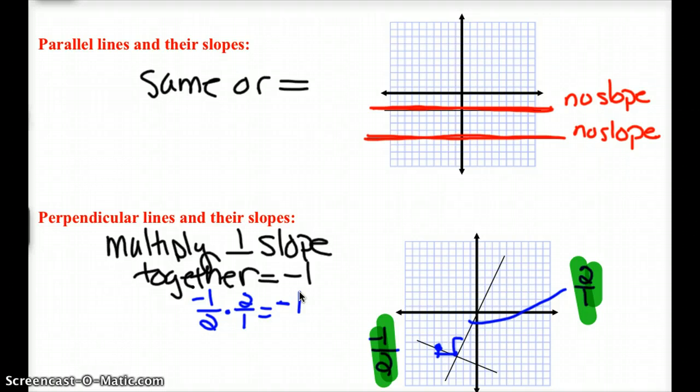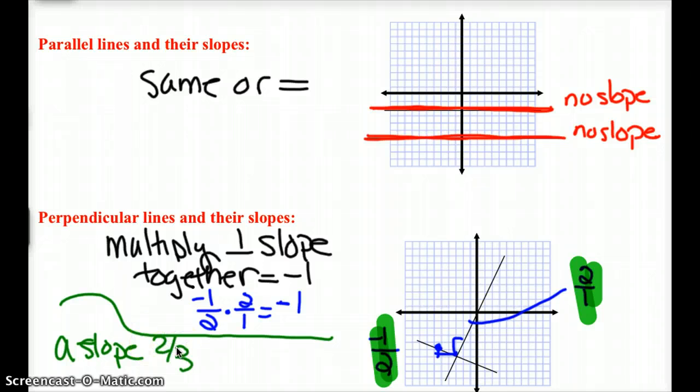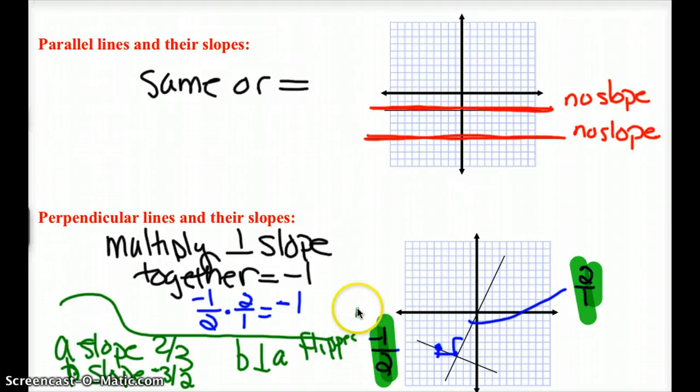Now, if I'm giving you a slope, let's say I say A's slope is 2/3, and I want B to be perpendicular to A. So then B's slope, the rule is flip and change the sign. Negative 3 over 2. And if I want to check, I can multiply those together to see that I'm going to get a negative 1. So if you're looking for the perpendicular slope, you flip it, and then change the sign. Or somebody might say the negative reciprocal, something like that.